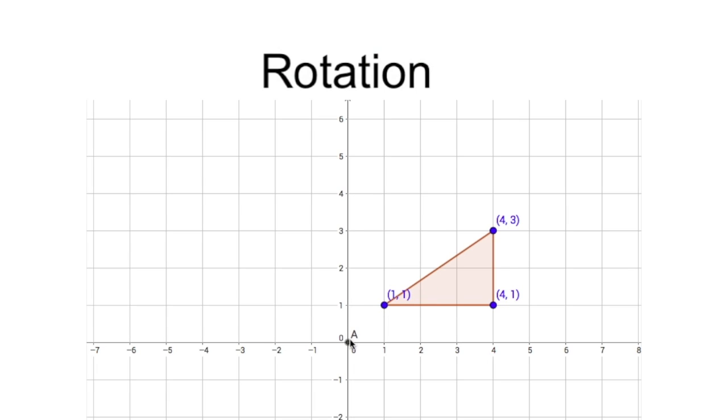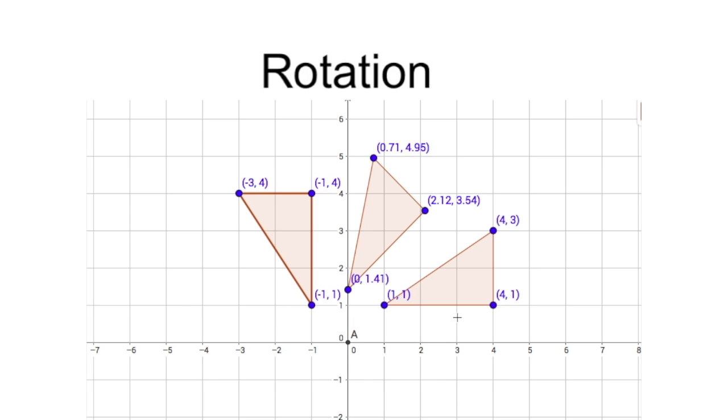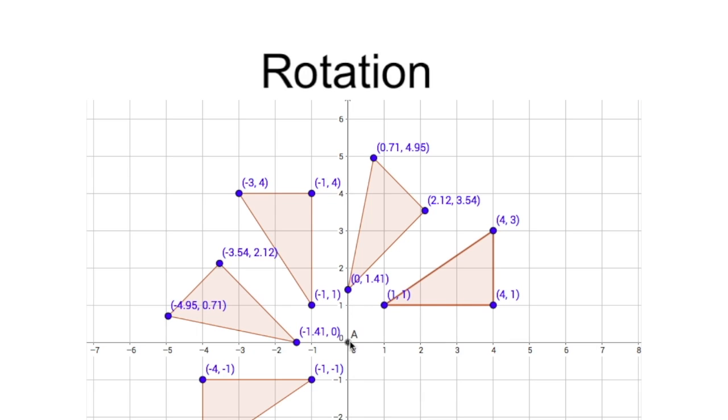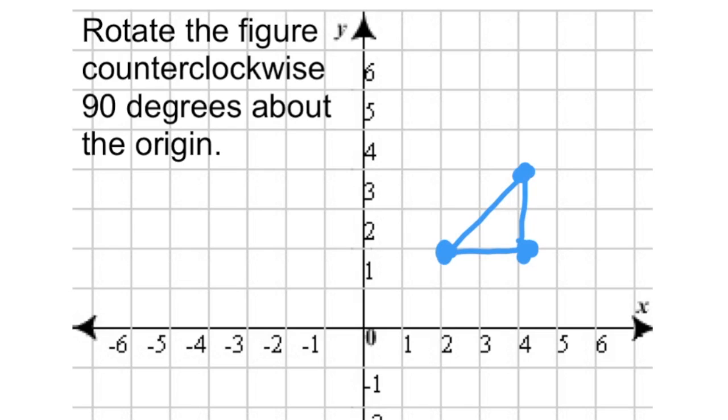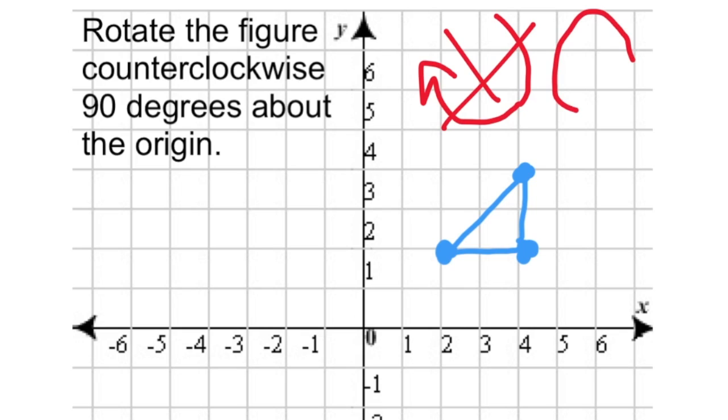A rotation is when you take the shape and you turn it around a point. So right now I'm taking this triangle and I'm rotating it around the origin. And I keep rotating it. I keep turning it around the center of the coordinate plane. Rotate the figure counterclockwise 90 degrees about the origin. Now a clock turns in that fashion. Counterclockwise would be the other direction, so you're rotating opposite of the clock.